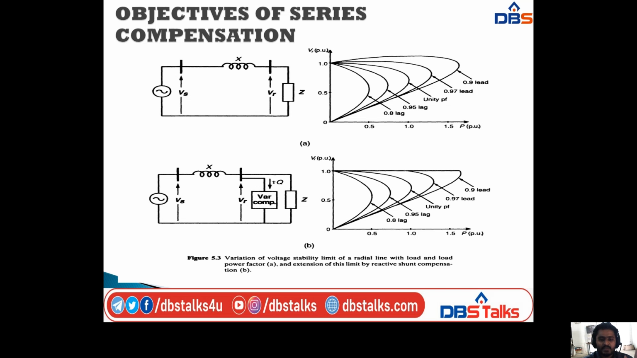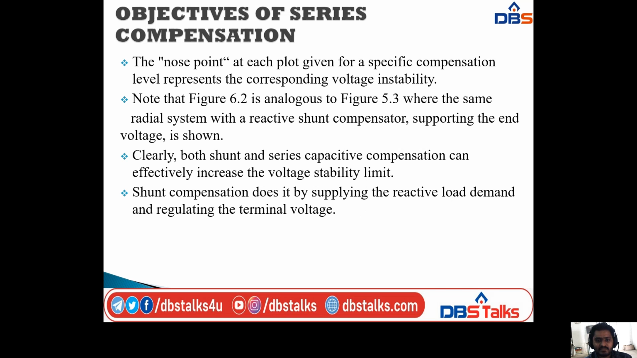On the left side we have the circuit arrangement, and on the right side we have the characteristic diagram. In the first diagram we are using only one radial line without a compensator, and in the second diagram we are using a compensator. So this diagram is analogous to the previous one.